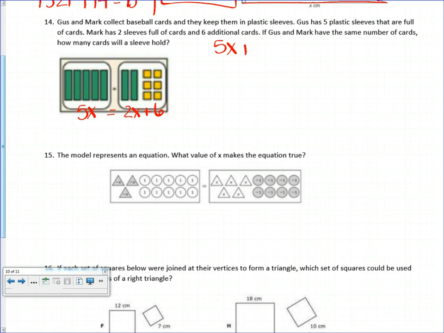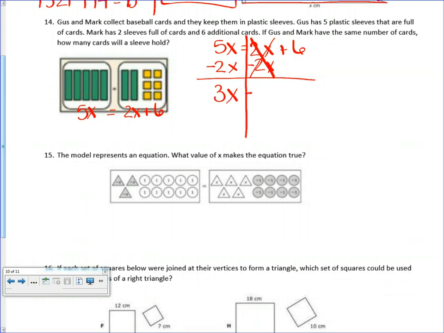So 5x equals 2x plus 6. So we need to solve for x. If I've got a positive 2x on the right side, I'm going to add a negative 2x to both sides. These are going to cancel, and then I have 5x minus 2x gives me 3x. And over here, I'm just left with the 6, so equals 6. My next step is to divide. So you're left with x equals 6 divided by 3, 2.